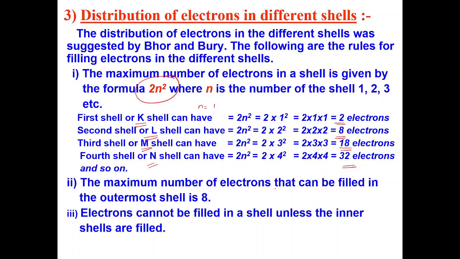The maximum number of electrons that can be filled in the outermost shell is 8. Electrons cannot be filled in a shell unless the inner shells are filled. That means you have to start filling from K, then L, then M, then N. That is the way.